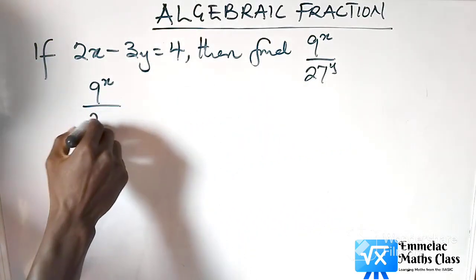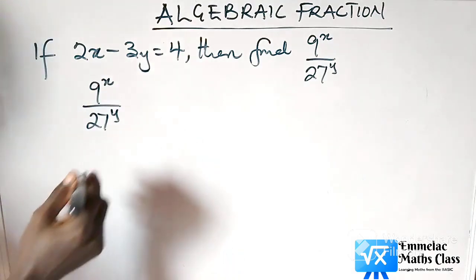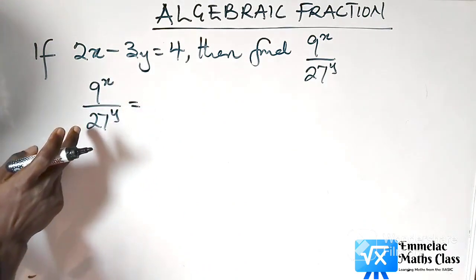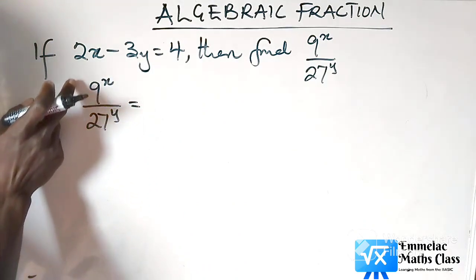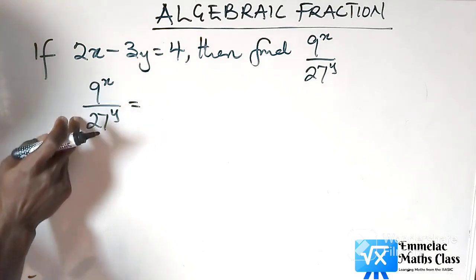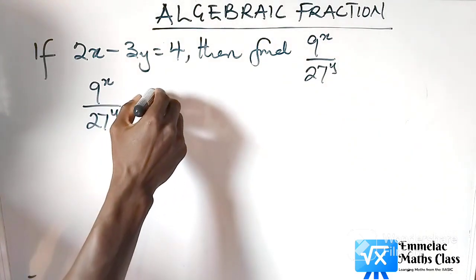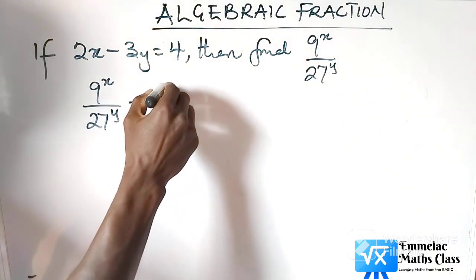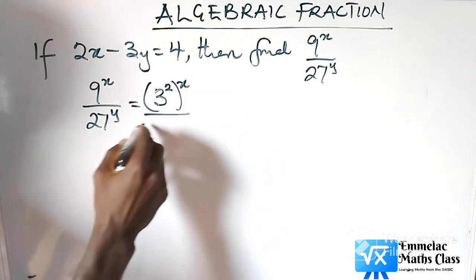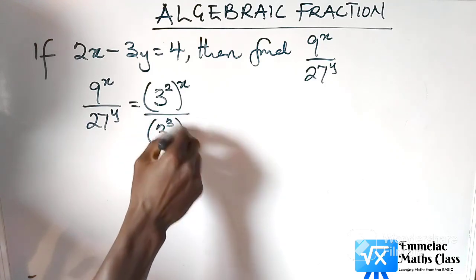So from here we have 9 raised to the power x over 27 raised to the power y. Before we apply the law of indices, 9 and 27 have a common factor, which is 3. So this is 3 raised to the power 2 all to the power of x, and this is 3 raised to the power 3 all to the power of y.